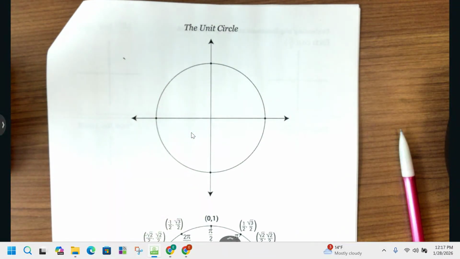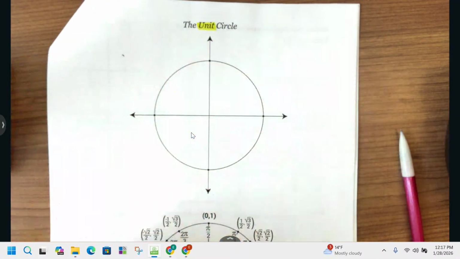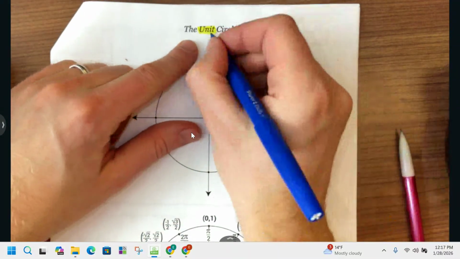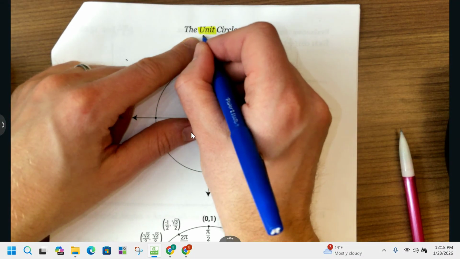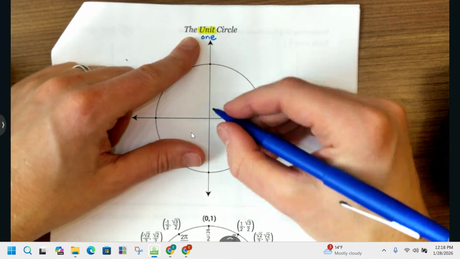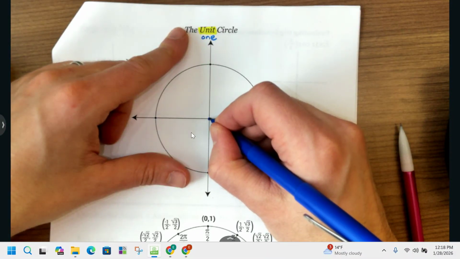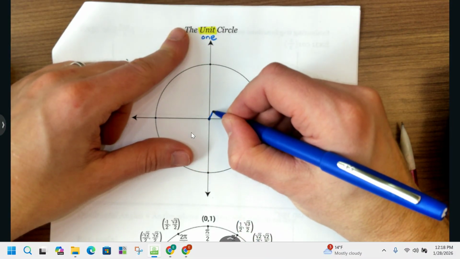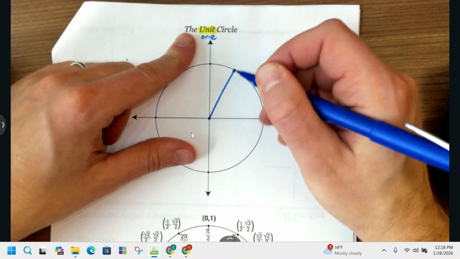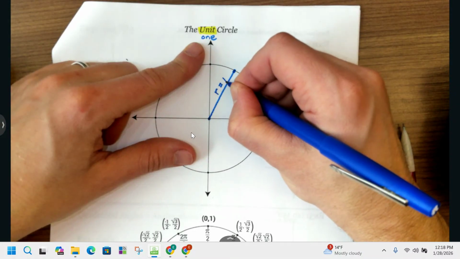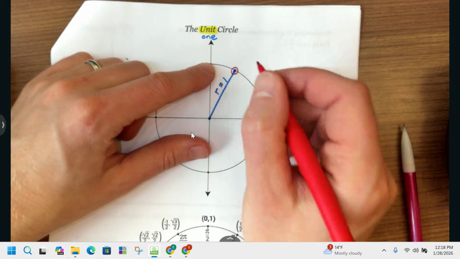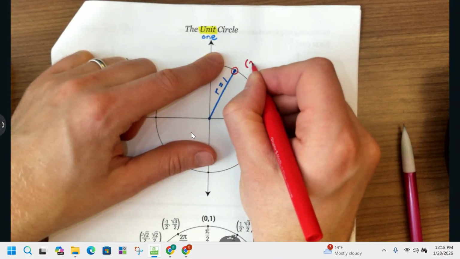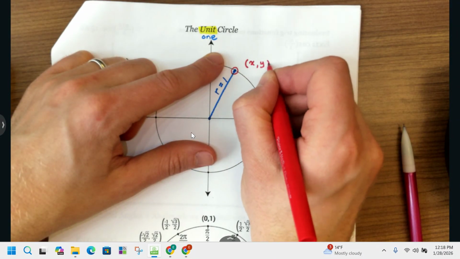Now let's go to the unit circle. Unit circle. Unit means that the radius is equal to 1. Unit is just another way of saying 1. So on this circle, which is centered at the origin at 0, 0, if I was to draw in some random radius here, we would know that that radius has to be 1. And when we do that, what we're interested in is this point right here, x comma y.